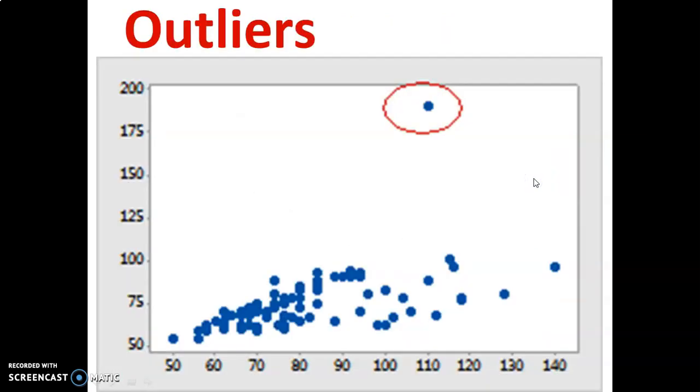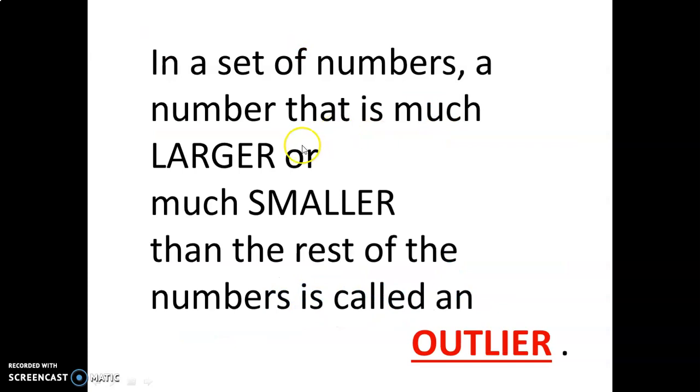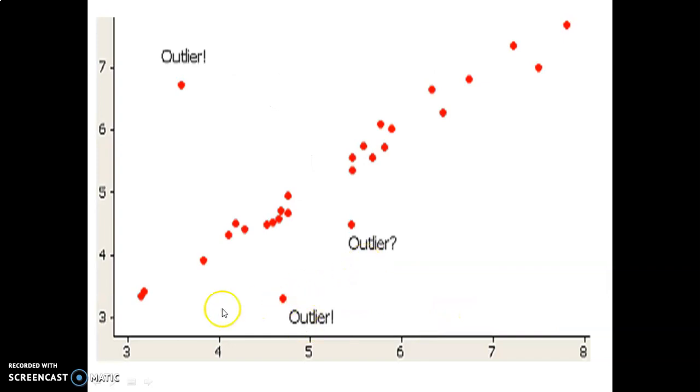All right, let's talk about outliers. Outliers are pieces of data in your data set that are much different than the rest of the data. Here we can see an outlier. Most of the data is here. This one is an outlier. In a set of numbers, a number that is much larger or much smaller than the rest is called an outlier. Here is another data set, a scatter plot, and we have an outlier out here, another one here, another one here. Most of the data is along that trend line here.